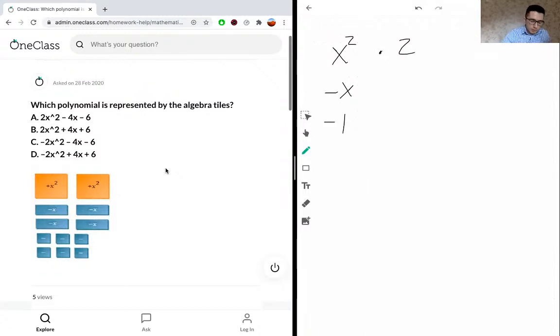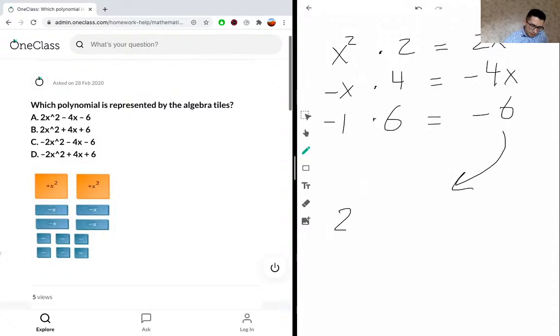So we have 2 x squared components, and we have 4 negative x components. And we have 6 negative 1 components: 1, 2, 3, 4, 5, 6. Going through, this would give us 2x squared, this would give us negative 4x, and then negative 6. Then we can add all these 3 terms up, and we get 2x squared minus 4x minus 6.